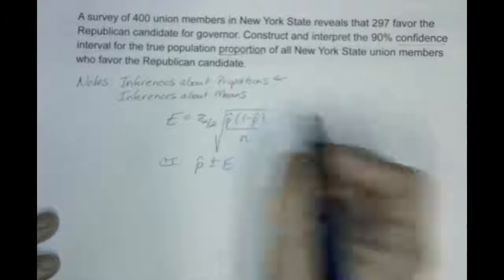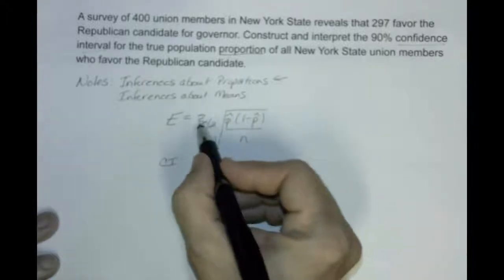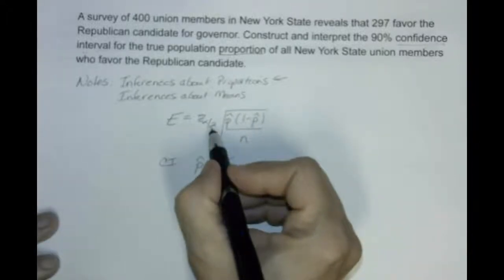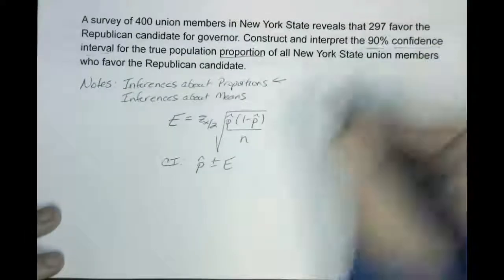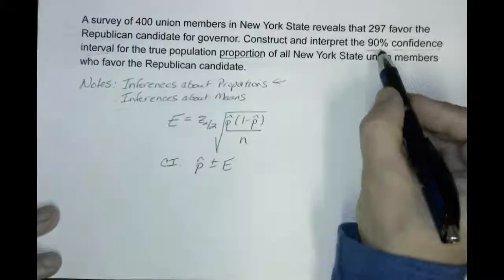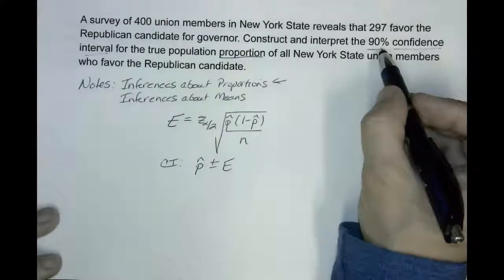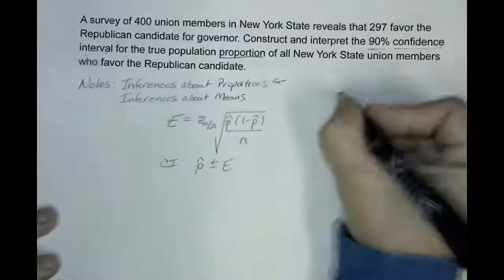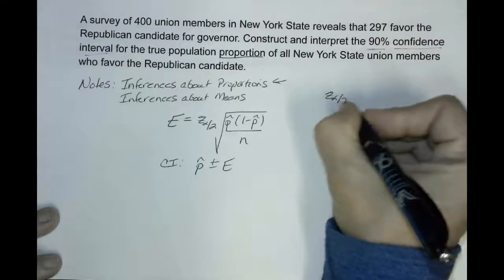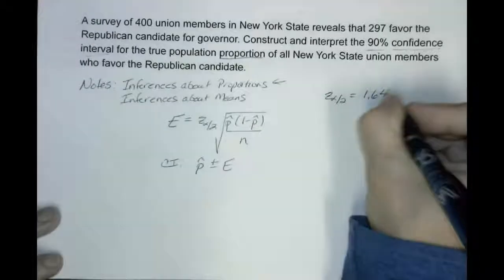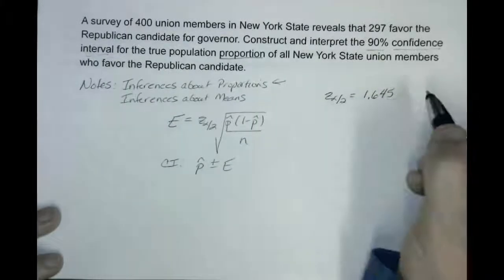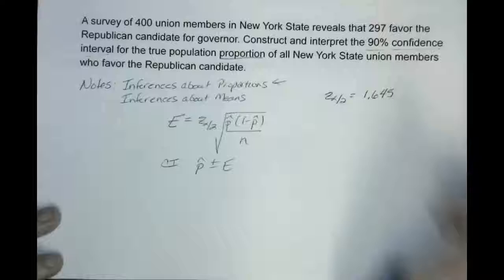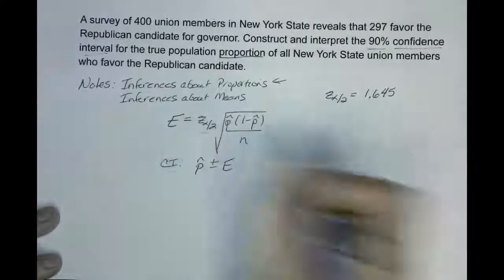So the first thing in this one, you'd want to figure out your critical value. This one is a 90% confidence interval. We actually already figured out the critical value for a 90% confidence interval earlier. That was the 1.645. And again, since this is a z, this is always going to be the same. It doesn't matter what the sample size is. So we have that number already.